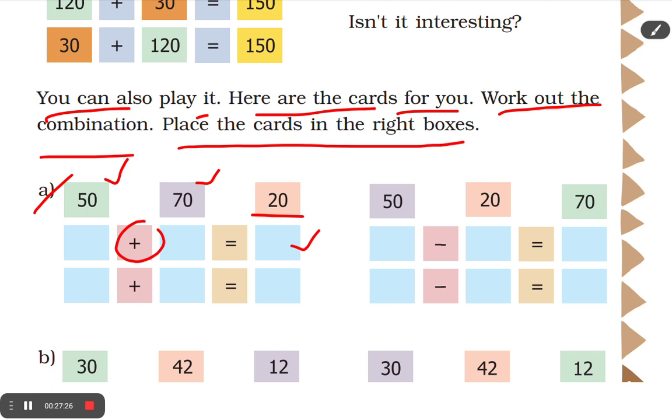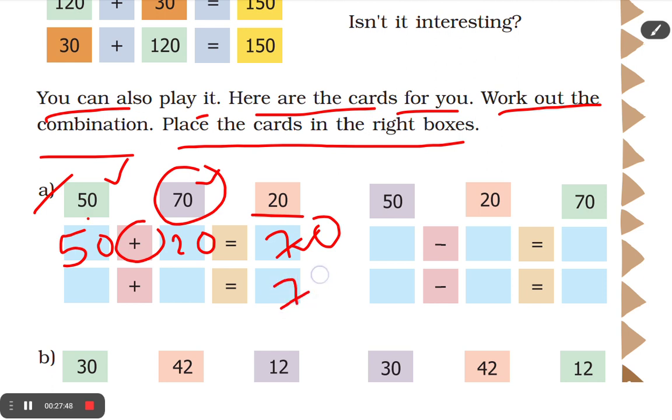So 50, 70, 20. Which is the biggest number here? Yes, 70. So 70 will come here. Now you are left with 50 and 20. So you can write 50 here. 50 plus 20 is 70. Very good. Another point is that in addition, after adding two numbers, you will always get a bigger number. That you have to keep in mind.